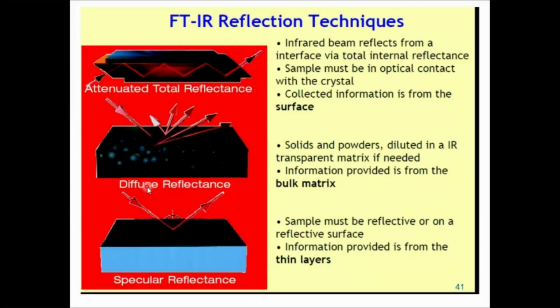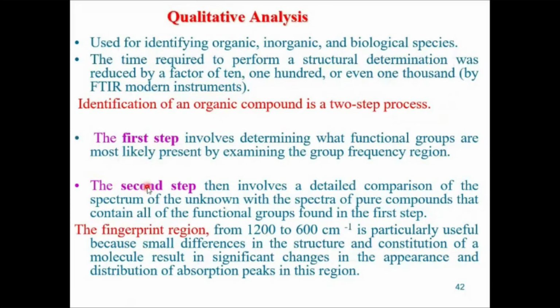Again, comparison. Now, coming to the qualitative analysis. Now we are looking at applications. The IR technique is used for quantifying organic, inorganic, and biological species. The time required to perform structural determination was reduced by a factor of 10, 100, or even 1000 by modern FTIR instruments because you don't have to take the monochromator and change the wavelength. Here you can bombard all the wavelengths simultaneously.